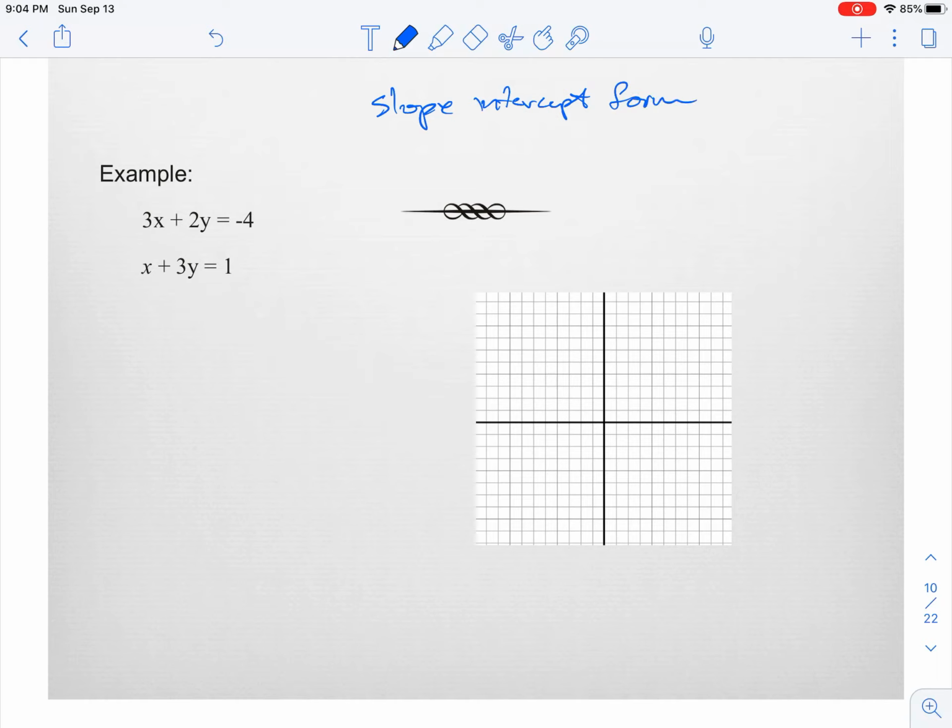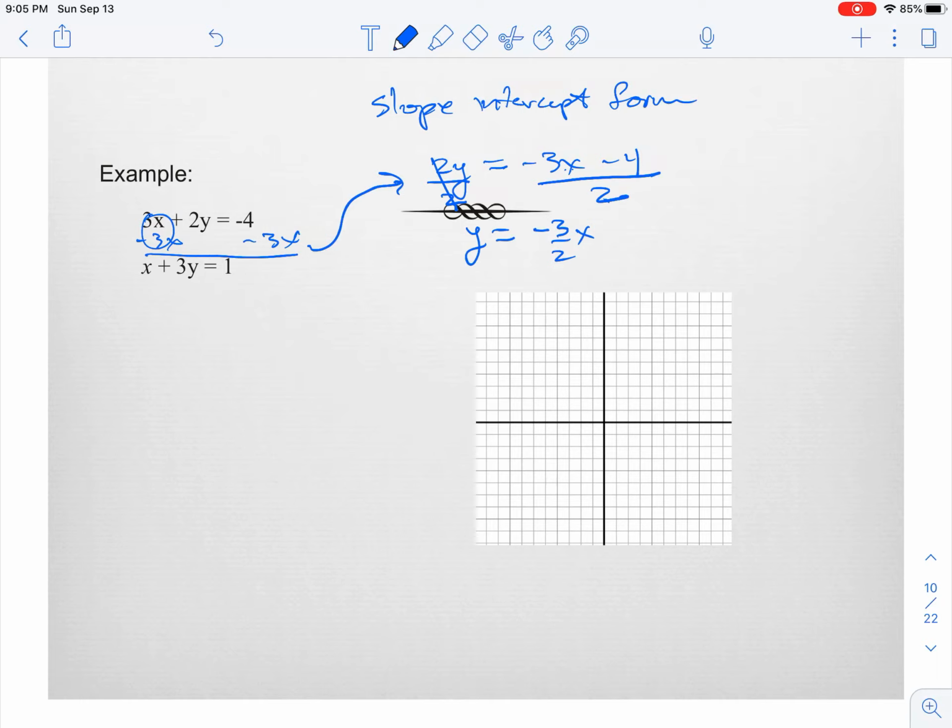So for this first equation, I just want to take 3x away from both sides. I'm going to move this up over here, and so I get 0 here. So I end up with 2y equals -3x minus 4. Then I'm going to divide both sides by 2. This cancels out. I end up with y equals, and I have to divide this 2 into both of these terms, -3x and -4. So I end up with -3/2 x, or I could just write -3x over 2, and -4 over 2, which is just -2. So that's my first equation.